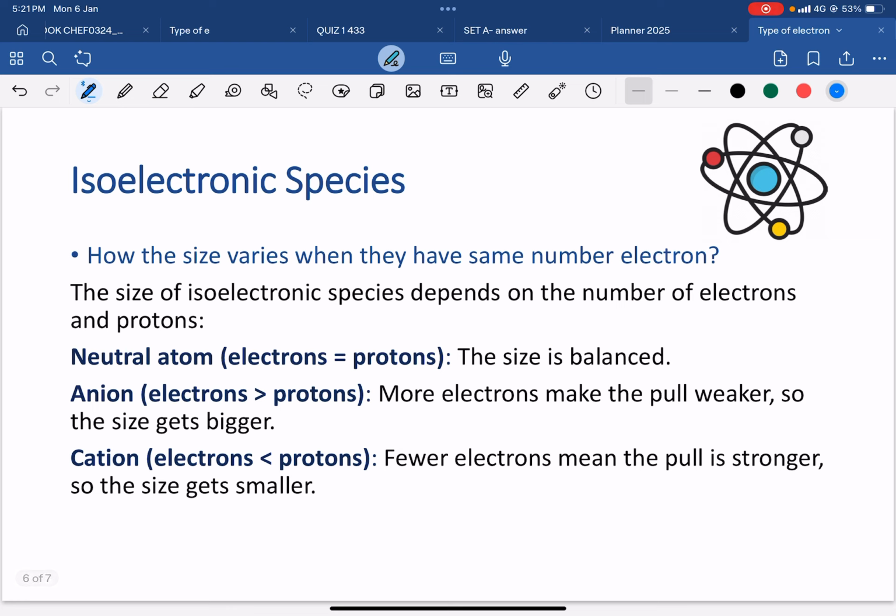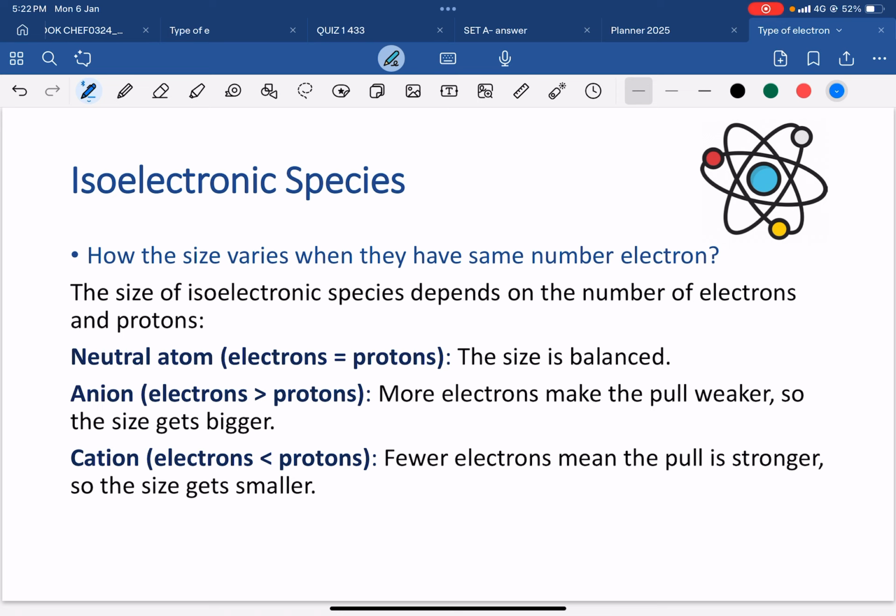Okay, so how the size varies when they have same number of electron. So tadi Madam dah terangkan, the size of isoelectronic species depend on the number of electron and proton. So you need to compare. Okay, so your periodic table is your best friend. Okay, the number there is the number of proton.